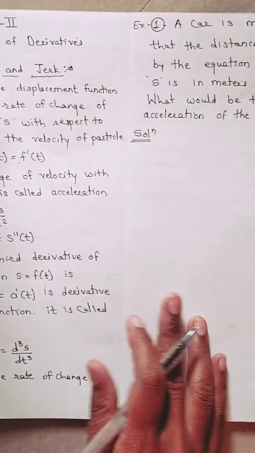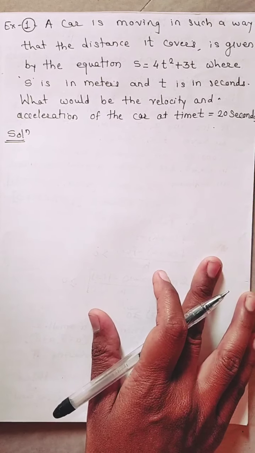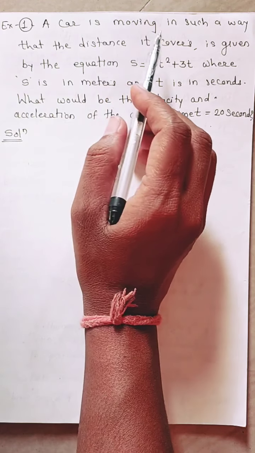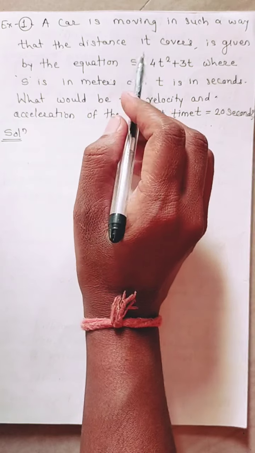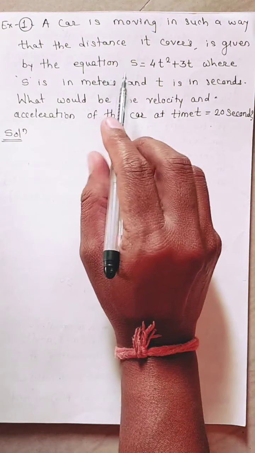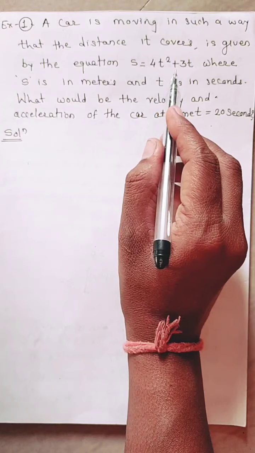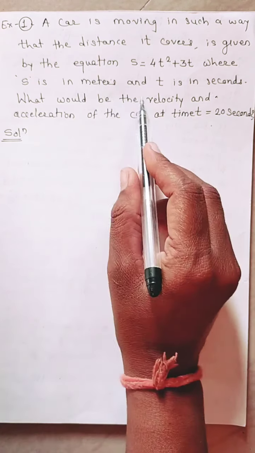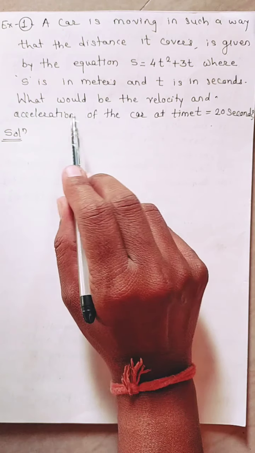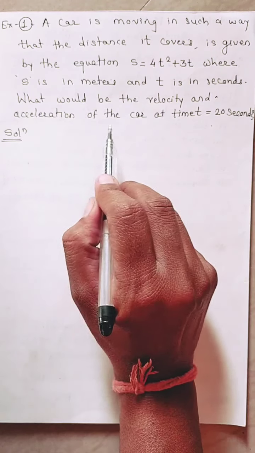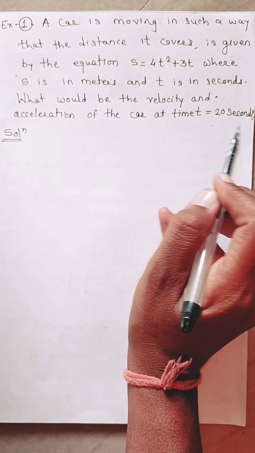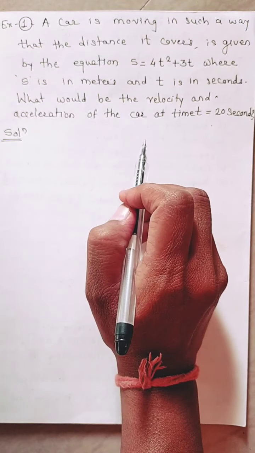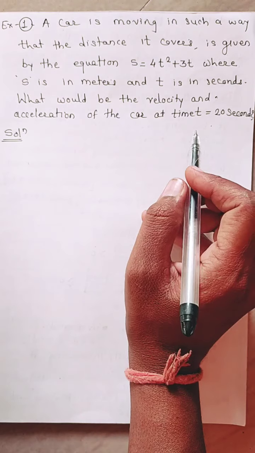Now we have to solve the first question, that is example 1. A car is moving in such a way that the distance it covers is given by the equation s = 4t² + 3t, where s is in meters and t is in seconds. What would be the velocity and acceleration of the car at time t = 20 seconds? Here we have to find the velocity and acceleration of the car at this given time.